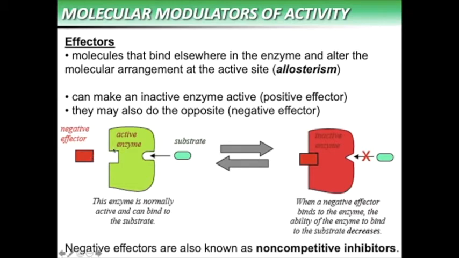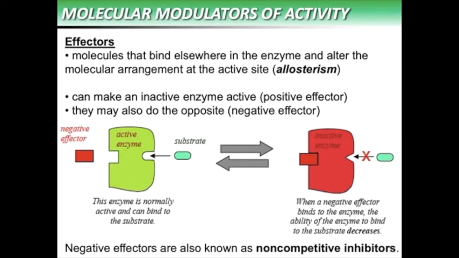They'll bond somewhere other than the active site, but when they do, a change occurs in the overall structure of the enzyme. The active site doesn't look the way it did, and it no longer binds the substrate. Because this lessens the activity, this would be a form of inhibition. And we call negative effectors non-competitive inhibitors.